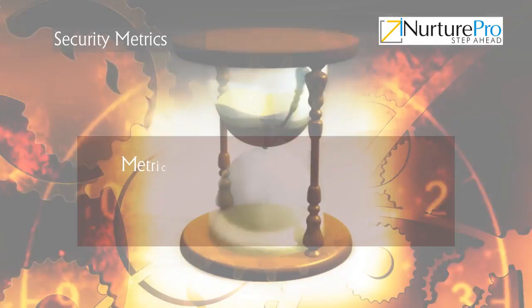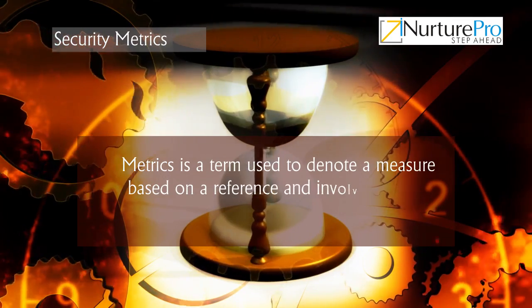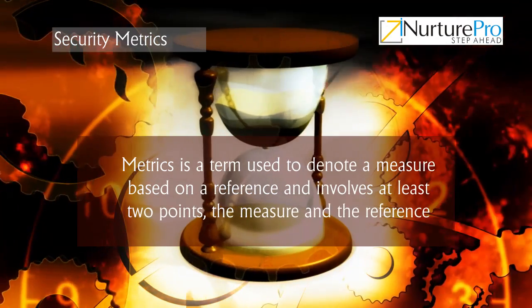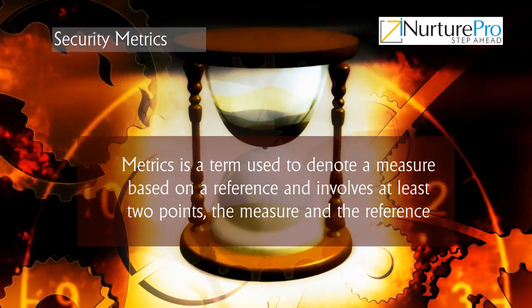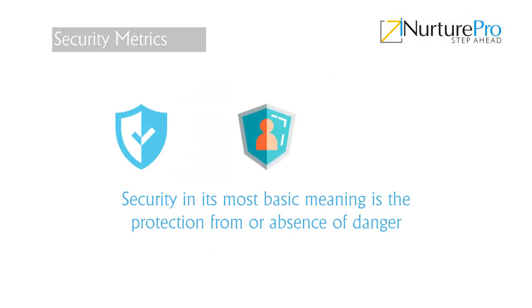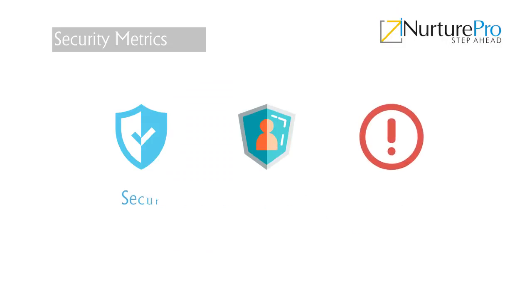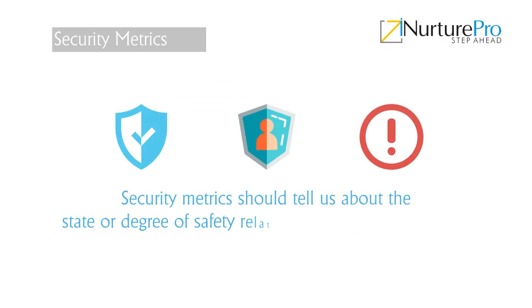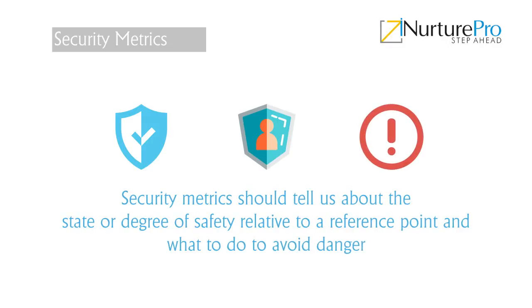A metric is a term used to denote a measure based on a reference, and invokes at least two points: the measure and the reference. Security in its most basic meaning is the protection from or absence of danger. Literally, security metrics should tell us about the state or degree of safety relative to a reference point, and what to do to avoid the danger.